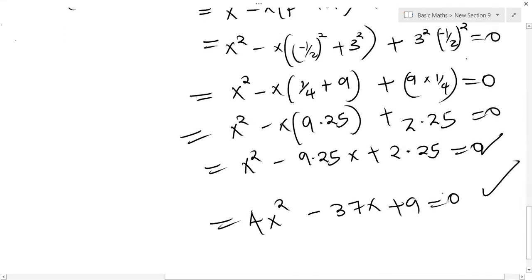Now, we can multiply all throughout this equation by 4 so that we get rid of the decimals, and this is what we have as our final equation. That's how we go about that question.